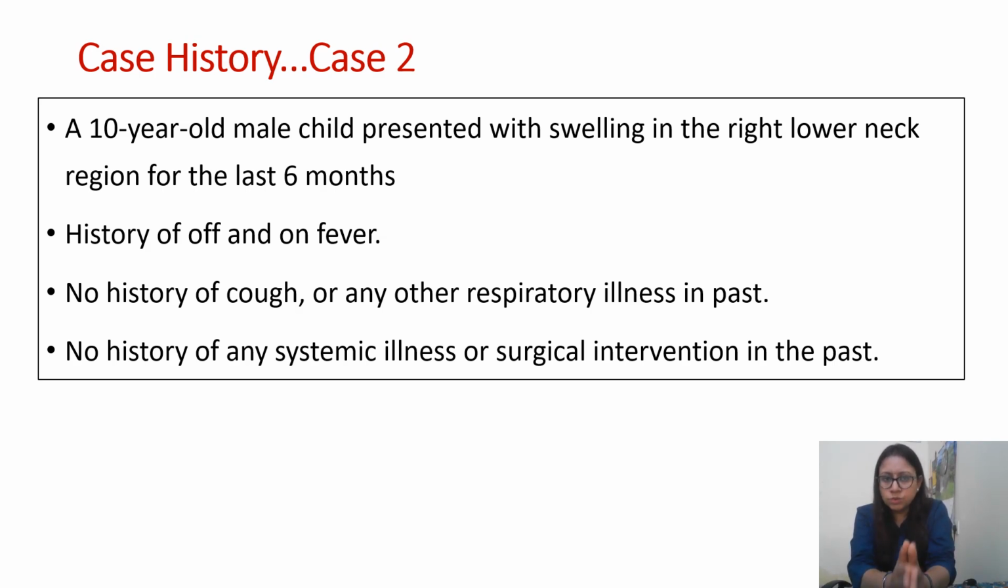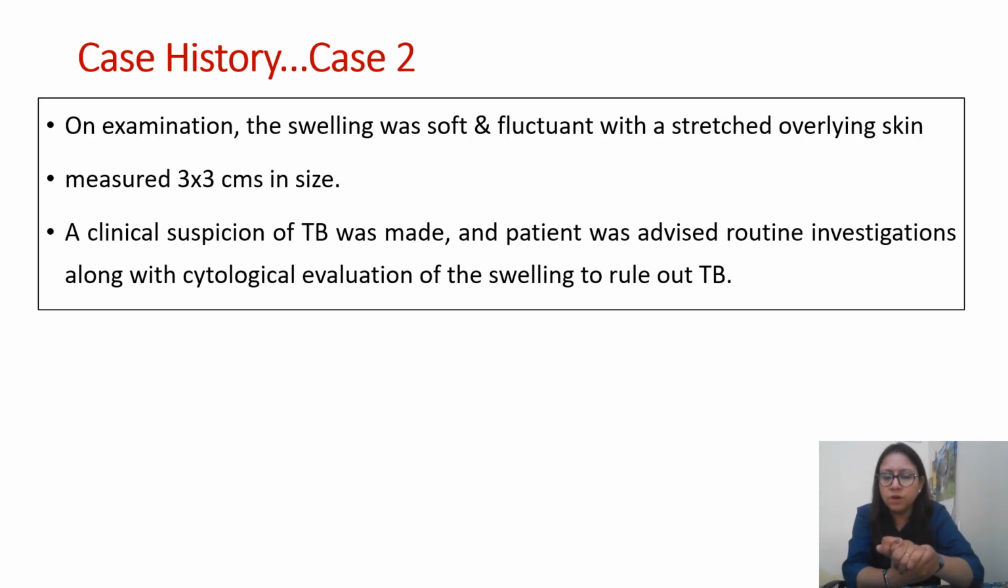So case 2, a similar case of fungal infection we noted in a 10-year-old male child who presented with swelling in the right lower neck region for the last 6 months. There was a history of off and on cough and fever. There was no cough or any respiratory illness in the past. No systemic or significant intervention was done. On examination, the swelling was soft and fluctuant with stretched overlying skin. So this is pus and it is going to burst open. It was just similar to that, with very thin peppery skin above the swelling.